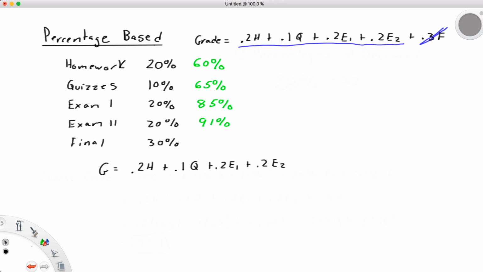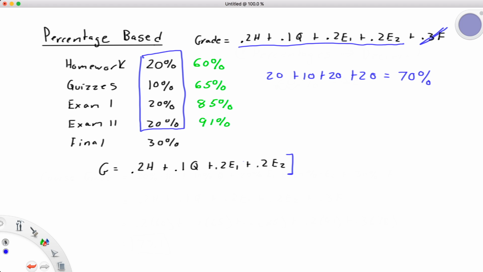Except here, since we're not including the final and we're only including these portions here, well, these portions here, 20 plus 10 plus 20 plus 20, only add up to 70%. And so we have to grade this out of 70%, right? So if we have our total current grade here, but it is out of 70%, when we say something like out of 70%, what we really mean is that we're going to have to divide by 70%, because that's now the total that we're taking this from. Right, and so we can do almost the same thing.